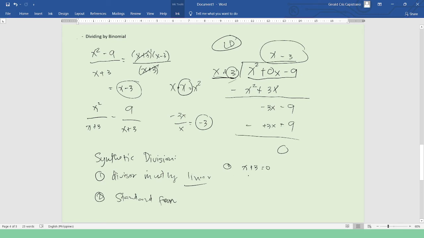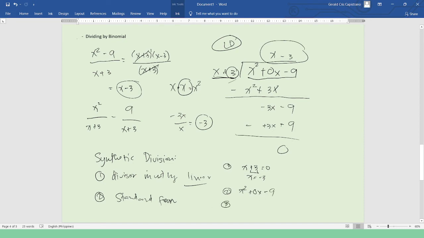Okay. Medyo confusing yan, pero ang mangyayari lang talaga dyan ay, transpose mo lang yung x, so magkakaroon ka ng -3. So, basically, you just need to inverse the value of your constant. Yun lang yung kailangan mong gawin. Tapos, yung next mong kailangan gawin ay yung standard form niya. So, you have x squared plus 0x minus 9.